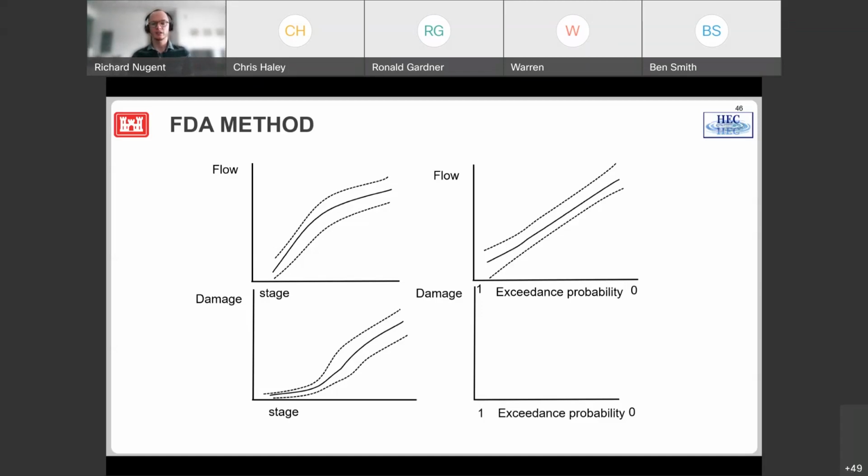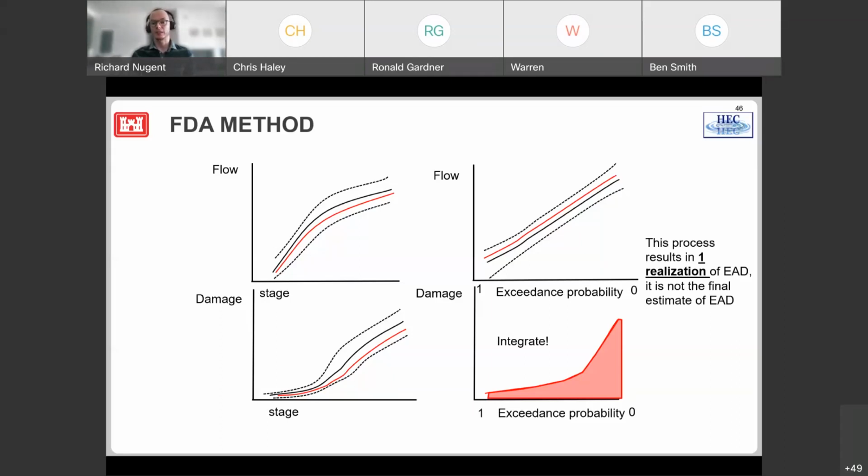We've seen a similar set of diagrams before, only now we're going to discuss how FDA puts the methodology we've been discussing on assessing risk with uncertainty to use. HEC-FDA is going to randomly draw from each of these functions' distributions. We'll randomly draw a flow frequency function, a stage flow function, and a stage damage function, and composing these three functions together gives us a randomly produced damage frequency function. We integrate that. The area under that curve gives us one realization of expected annual damage.